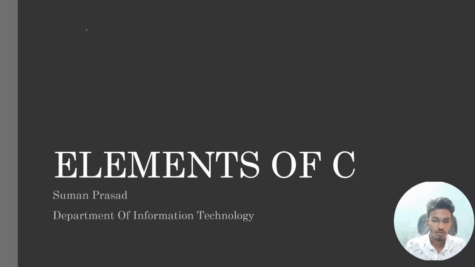Like suppose this is a language. If you are speaking English, it has its elements and its grammatical rules. So every programming language has its basic elements as well as its grammatical rules. Before you program in C, you must know some of the basic elements. So what are the basic elements of C? You must know them.